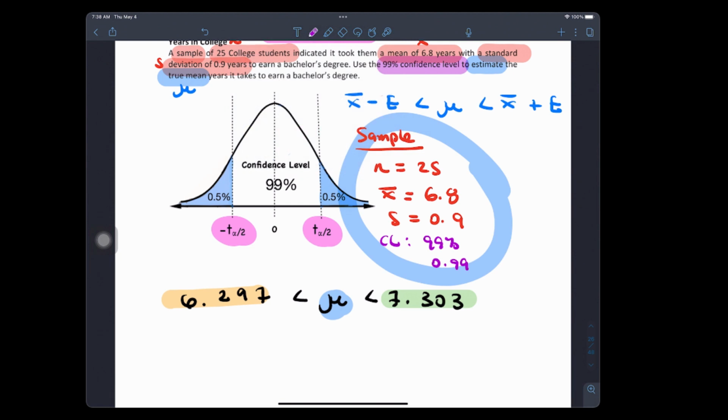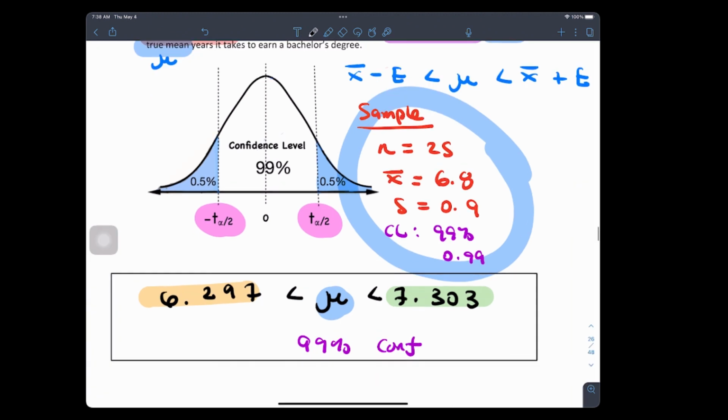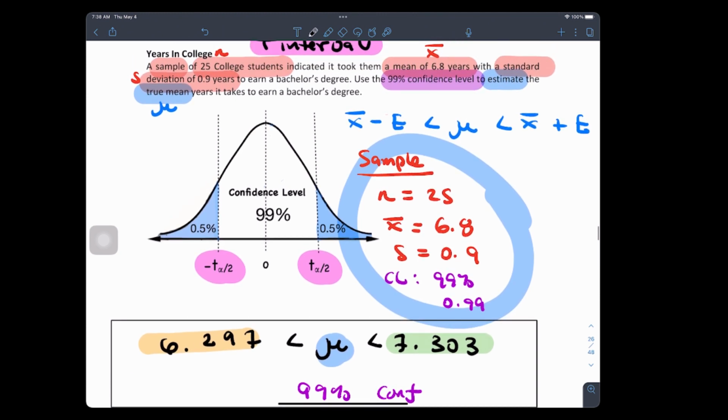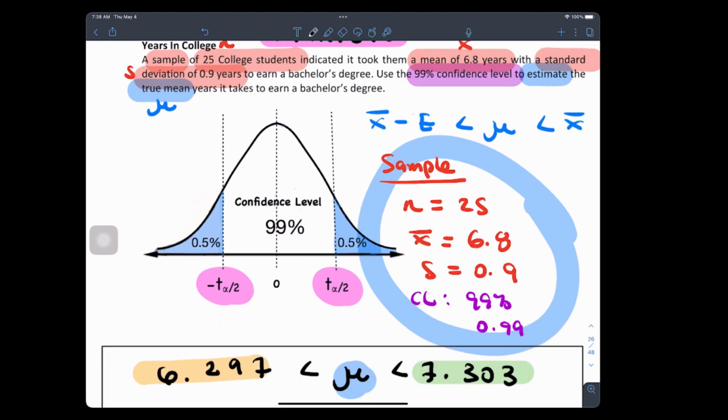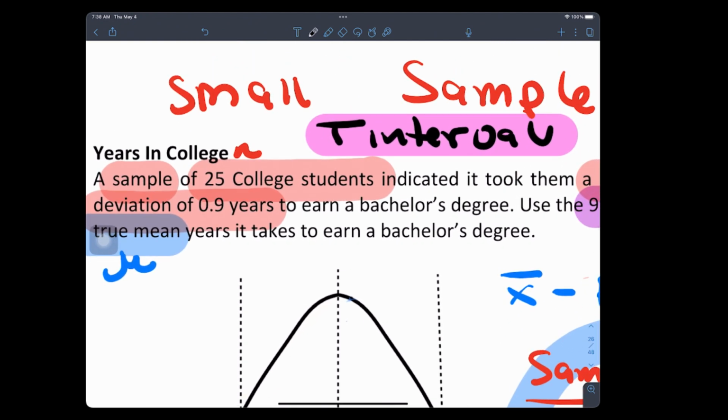I want to reiterate this. With 99% confidence. What does that mean, ladies and gentlemen? What did we just do? That based on a small sample, because sometimes you've got no choice, you've got to take a small sample, the mean length of time it takes college students to get a 4-year degree is between 6.297 years and 7.303 years, based on this very small sample. T interval, ladies and gentlemen, estimating the mean for a small sample.